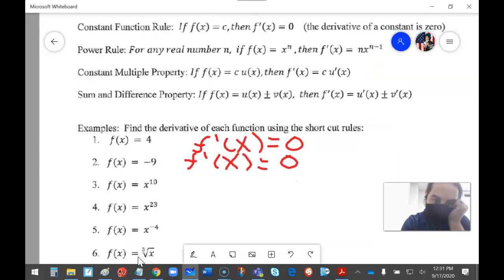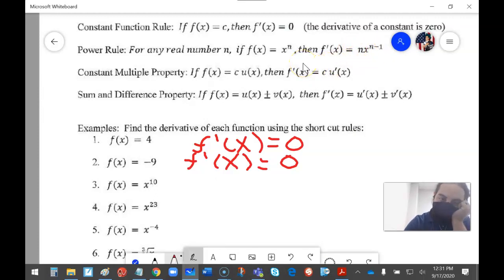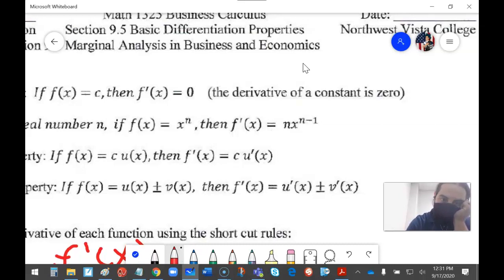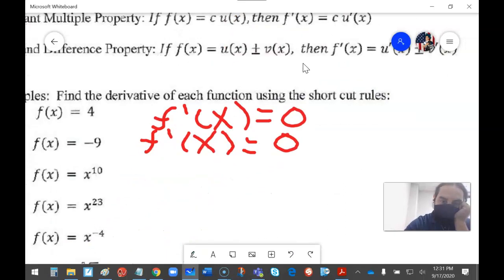so this is not a constant, this is a variable with an exponent. So now we're going to look at this power rule. For any real number n, f of x equals x to the power of n, f prime, the derivative of x, is nx to the power of n minus 1. So kind of here's what I like to think of, and let me see if I can zoom in on this. You take this n, you put it in front, and then you subtract 1 from the top. I don't know if that makes sense, but let me show you in an example down here.